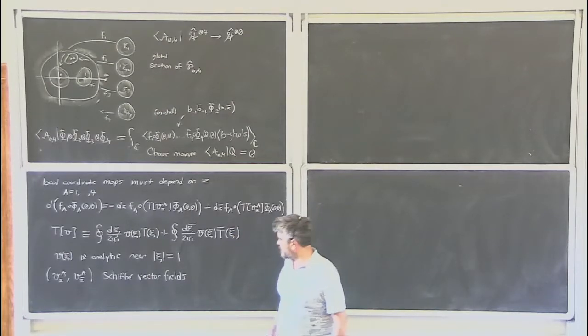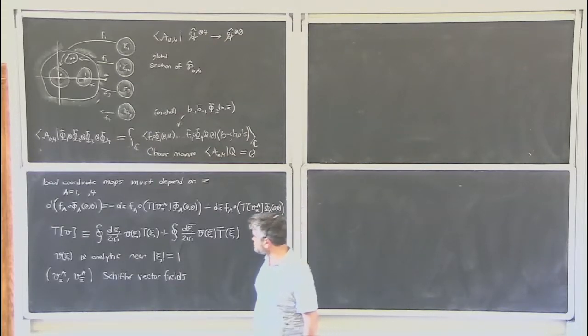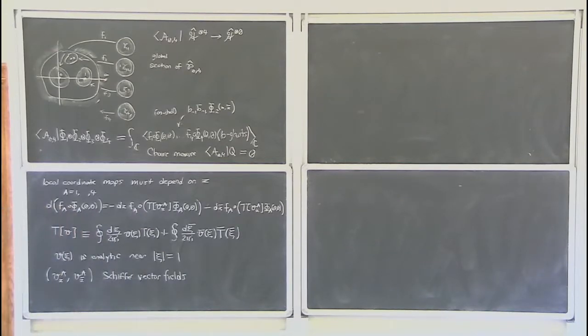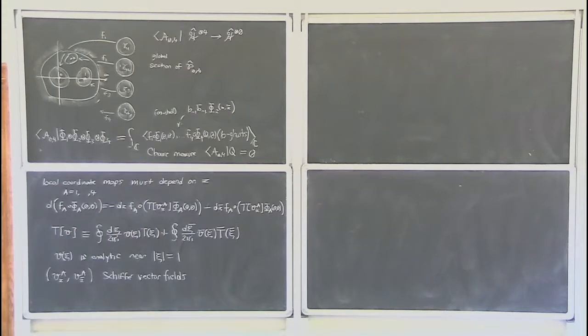Yes, so this is the definition of our Schiffer vector fields. The point is that we want to implement a shift in the moduli space through some infinitesimal conformal transformation. The required infinitesimal conformal transformation to shift in the moduli space will be defined by these Schiffer vector fields. So in particular, these Schiffer vector fields should be determined entirely by these local coordinate maps F_A. We will show how to find them in a moment.